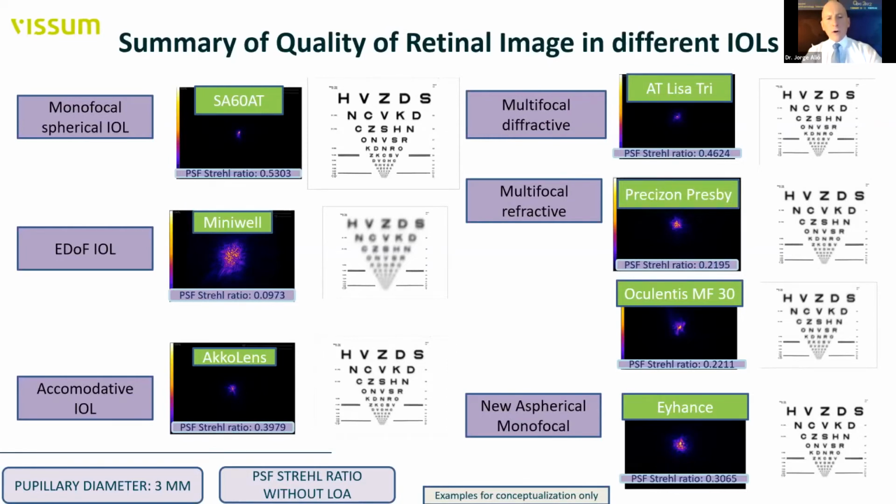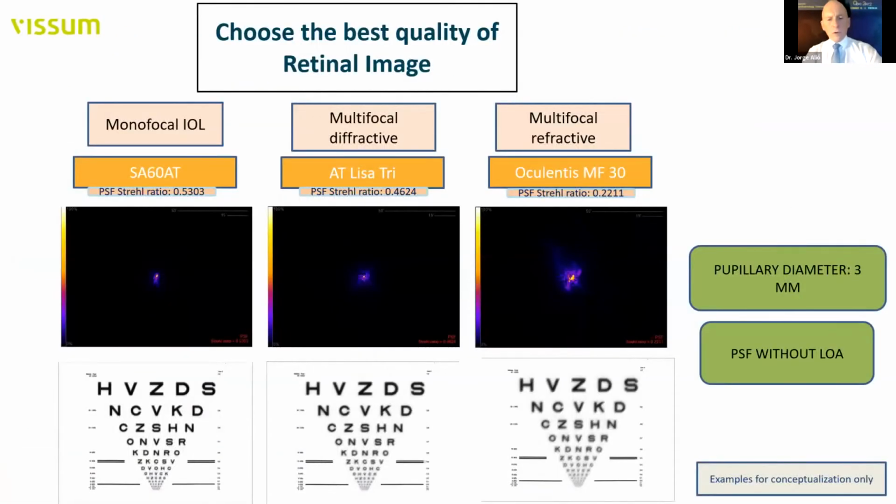SA60 from Alcon, monofocal. They have the highest strength ratio. But look at the multifocal diffractive LISA. They have almost the same, while the others are far away from this level. It's important to see that among the accommodative lenses, the Lumina is almost as good as the monofocal, while some of type 1, like the Mini Well, are very bad, as the quality of retinal image is awful. Look here, just to point out in more detail this statement.